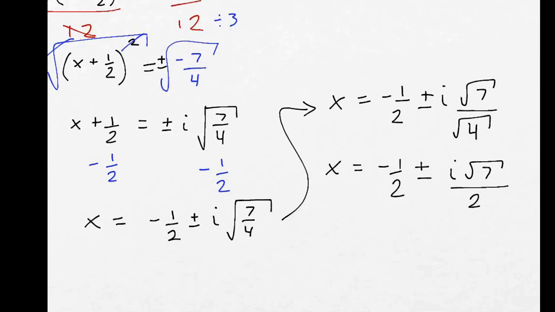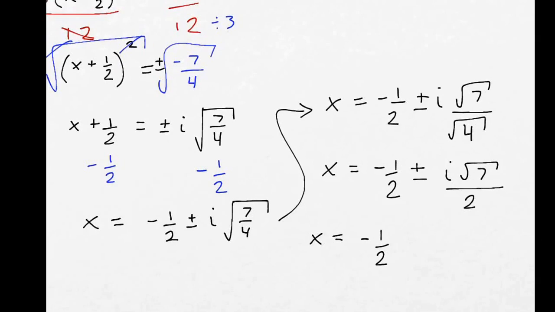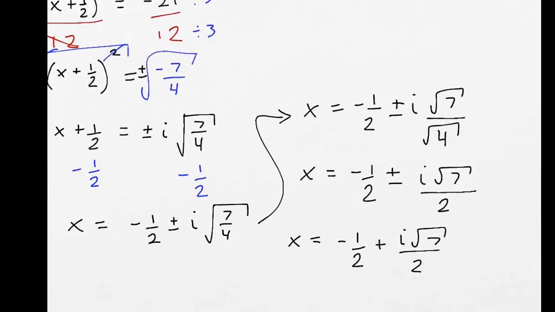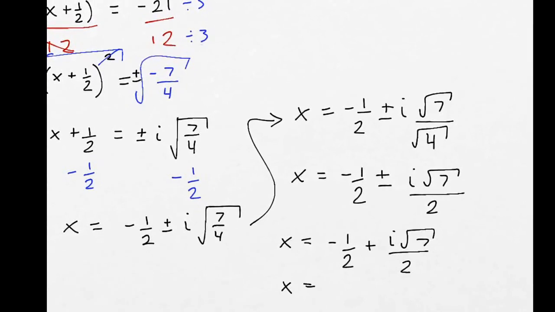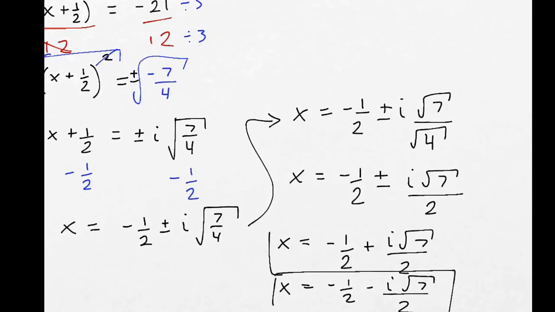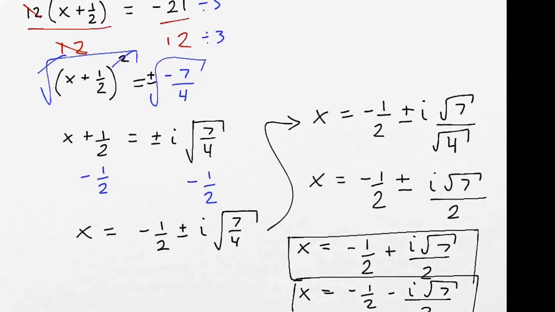So that's the answer. I could write it as a single denominator, or I could write it as two separate values. And I think I will write it as two separate values right now. So I have this. I also have the negative 1/2 minus the square root of 7 over 2. So those two are my answers. And I will do another one.